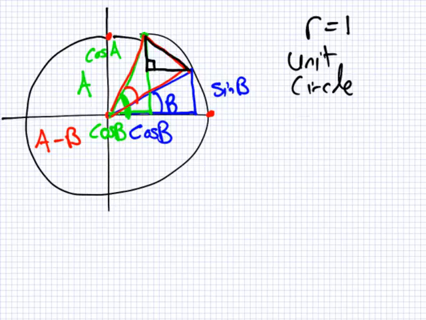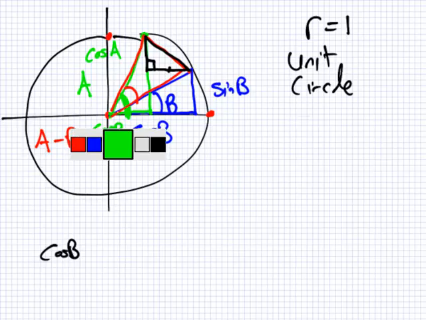Now, can you see in green, how big is the green base? Cos B. And how big is the blue base? Cos A. So how big is this base? Green minus blue. Should that be cos A? Yeah, sorry, thanks Fahad. That should be an A here.